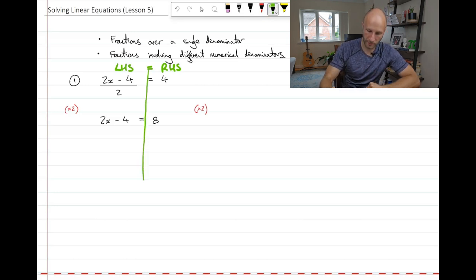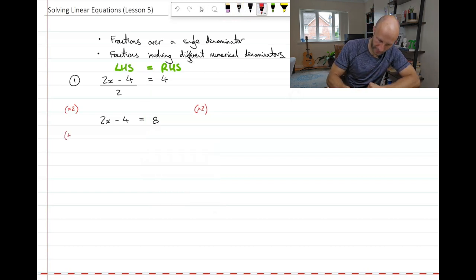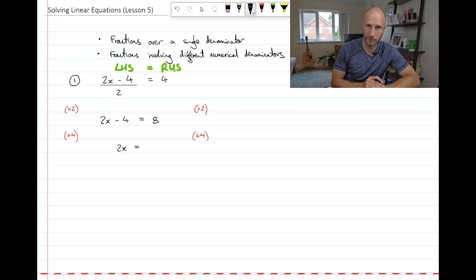Everything should line up. Mine just about lines up there, just to make things easier for you to see and to deal with. And then from there it should be quite straightforward from the other videos. We're going to add 4 to both sides to get rid of the minus 4, which will leave us with 2x on the left, because we add 4 to get rid of the minus 4, it becomes 0. And on the right, I have to add 4 to balance it. So I'll do 8 plus 4 is 12.